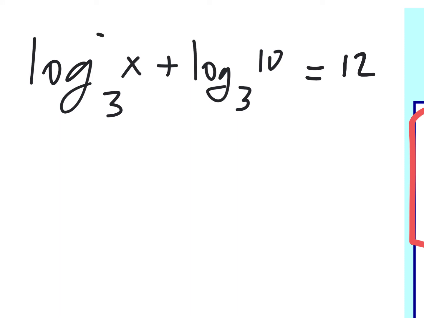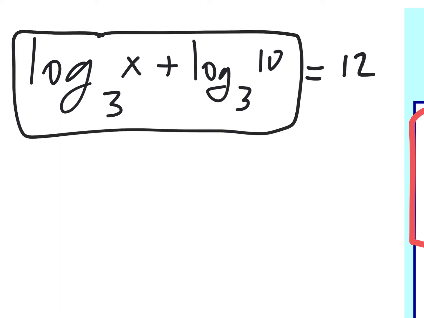If I can combine this down into one log, then I can make an exponential out of it. Right now, there's no way to write this as an exponential, but if I could combine those two, then I can write an exponential, and I can say something to the power, and I can get the log out of there. All right, so how do I combine those two together?